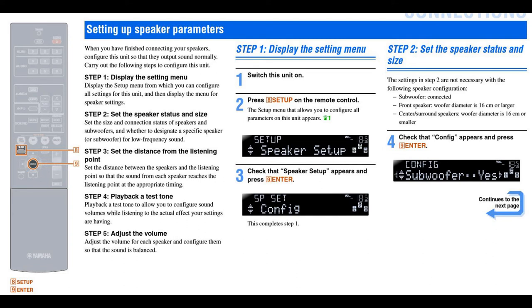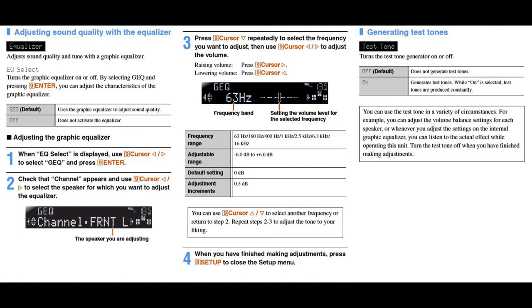You are able to set up all the speaker parameters of this home theater system. You are able to select the speakers' status and size. You can set the distance from the listening point, then you can play back a test tone so that you can have an idea if your settings are right or not. You can adjust the volume of each speaker and configure it as per your need. You are going to get equalizer settings to modify, so that you can adjust speakers and frequency bands for individual speakers.